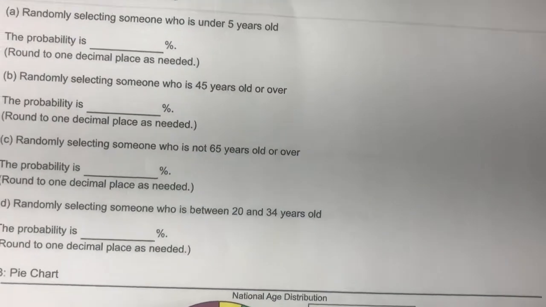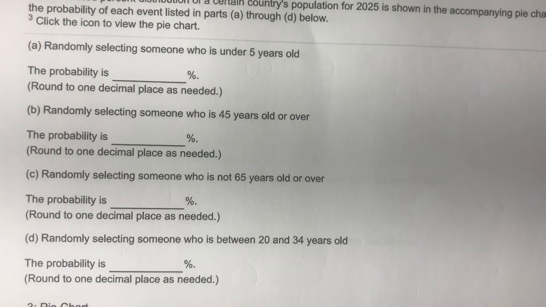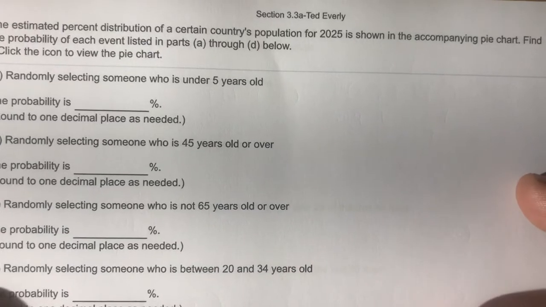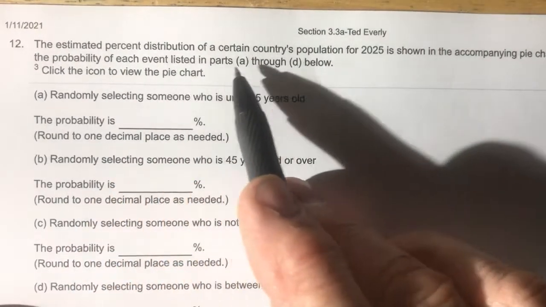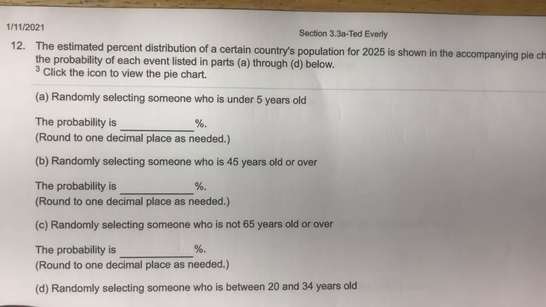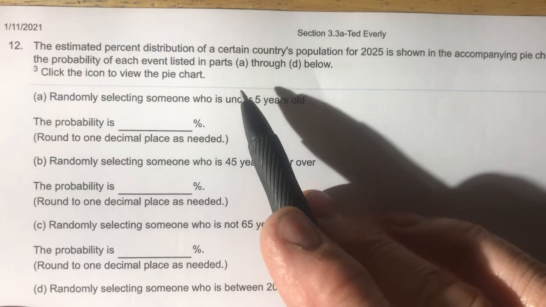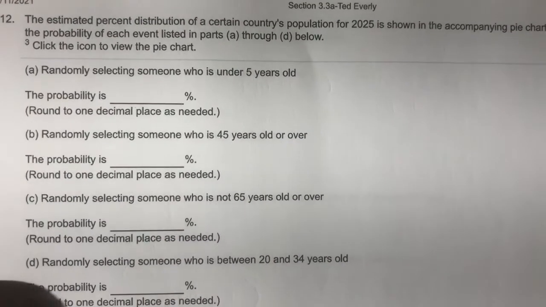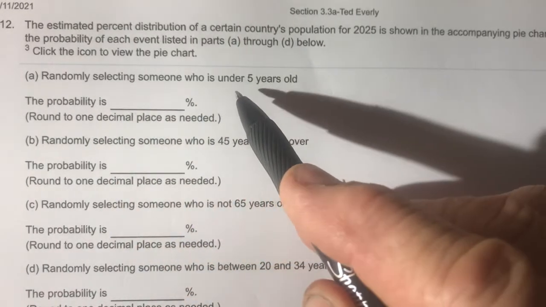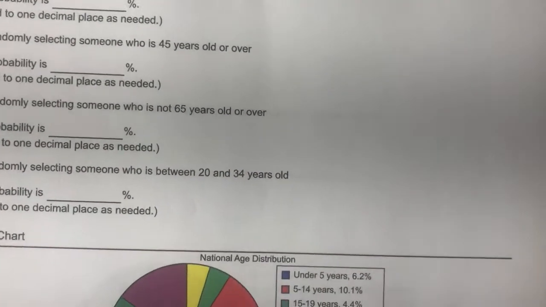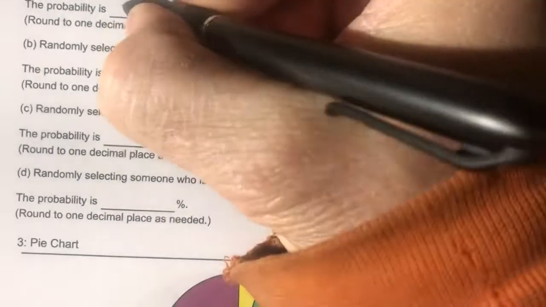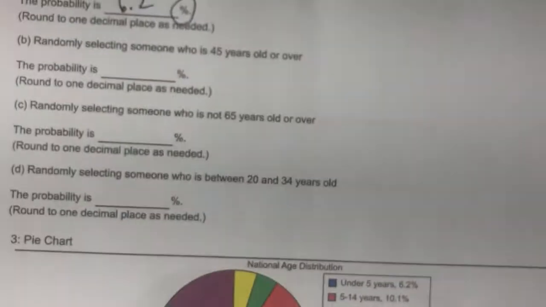Number 12. All right, we're going to have to move this around a little bit because we got this pie chart down here. Number 12 says the estimated percent distribution of a certain country's population for 2025 is shown in the accompanying pie chart. Find the probability of each event listed in parts A through D. Randomly selecting someone who is under 5 years old, that's going to be 6.2%. And it's percent, so we're just going to leave them as that.